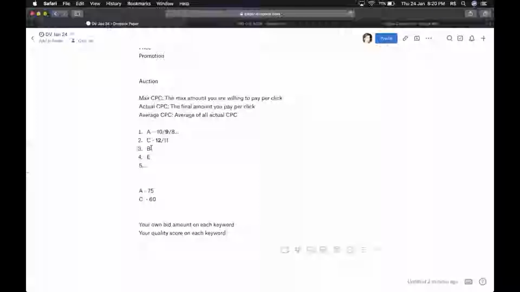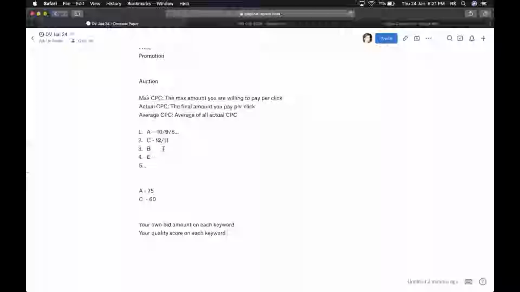Clear, guys? So the whole idea of this actual CPC bit is that Google will finally only charge you a fair amount, in the sense that it will only charge you whatever is the minimum required at that particular position. At ad position 1, minimum 9 would be required, otherwise C would not be beaten. At position number 2, minimum 12 is required. So like that.